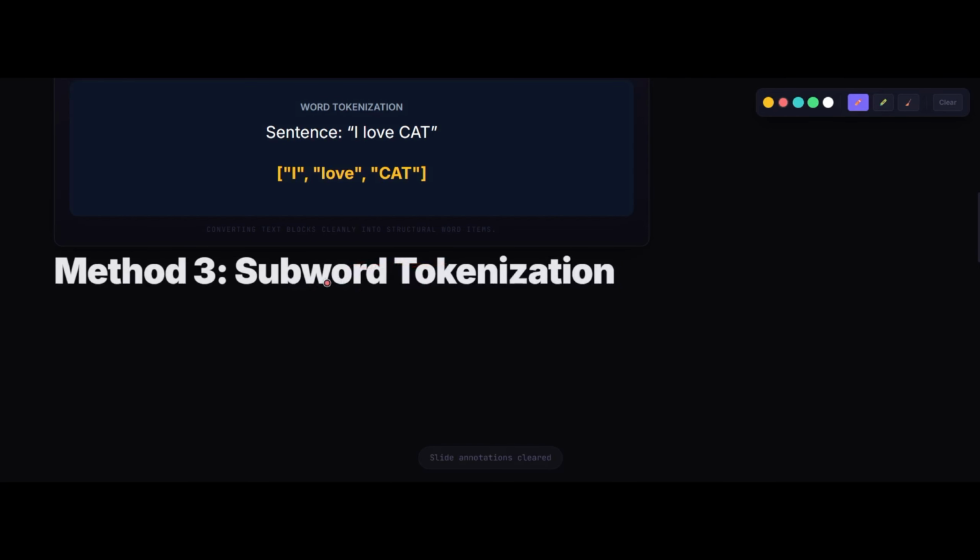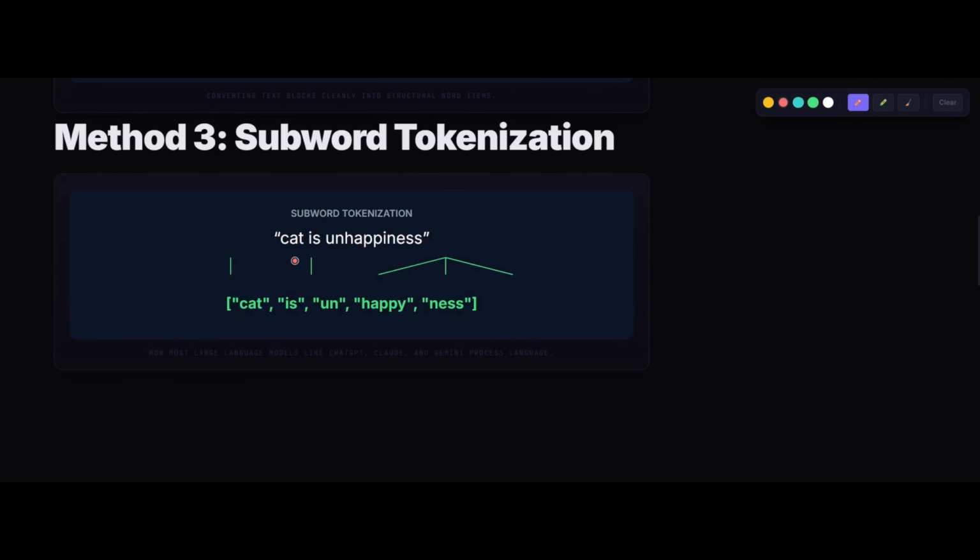The next one is subword tokenization. If you have a sentence like "cat is unhappiness", the first word, cat, we keep as it is, and "is" is also the same. Then we have one big word, unhappiness. We split this unhappiness into three different tokens: un, happy, and ness. So one word is divided into three tokens, and that's why it is called subword tokenization.